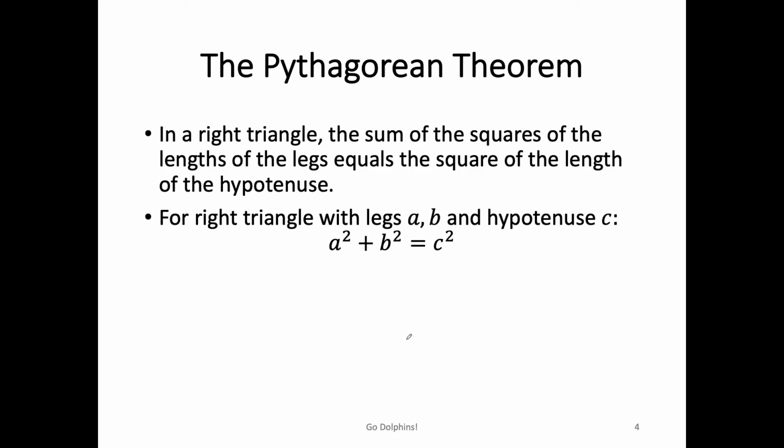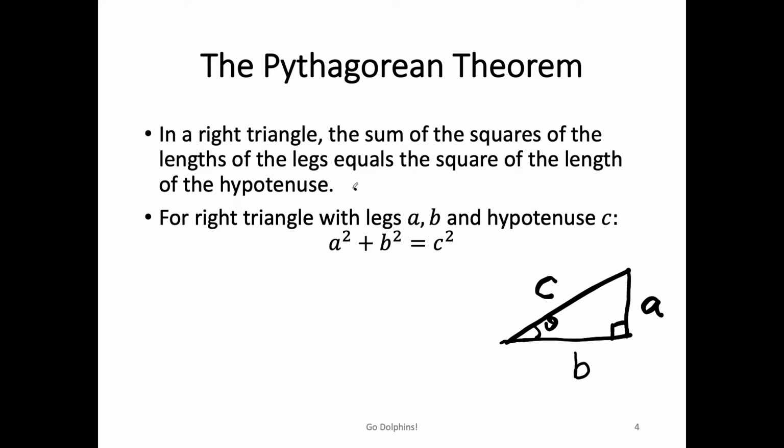Now we also have an important relation between the 3 sides of a right triangle, which states the following: the sum of the squares of the length of the legs equals the square of the length of the hypotenuse. So go back to the triangle we have. This is the right angle, so this one is the hypotenuse. Let's call it C. Those are 2 legs. Opposite leg, let's call it A. Adjacent leg, call it B.